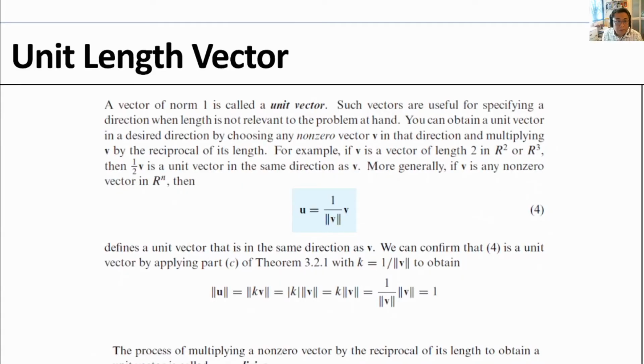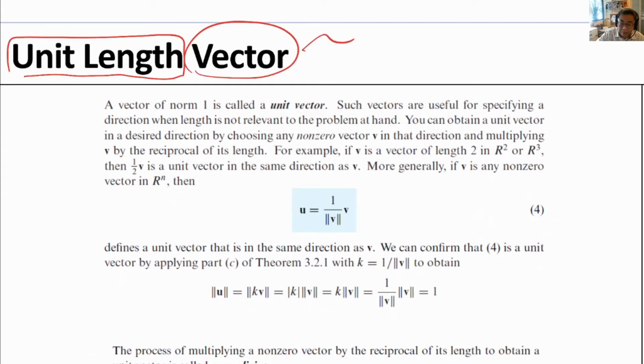We now turn our attention to unit length vectors. The vectors are, as we have just done, the vectors, for example, in our R2 or R3 space. The word unit length here means that the norm of this vector has unit length, and unit length is 1.